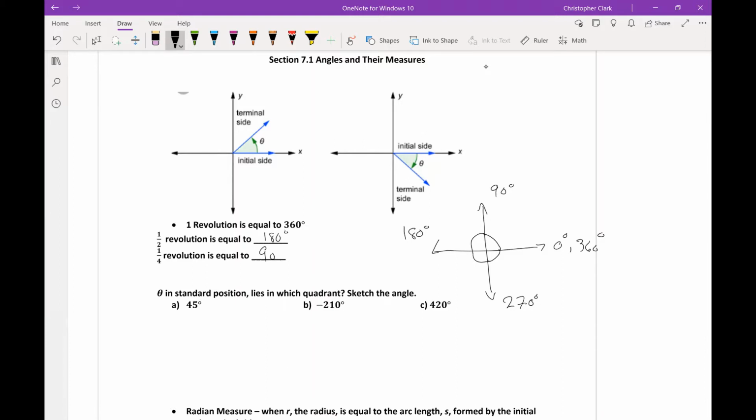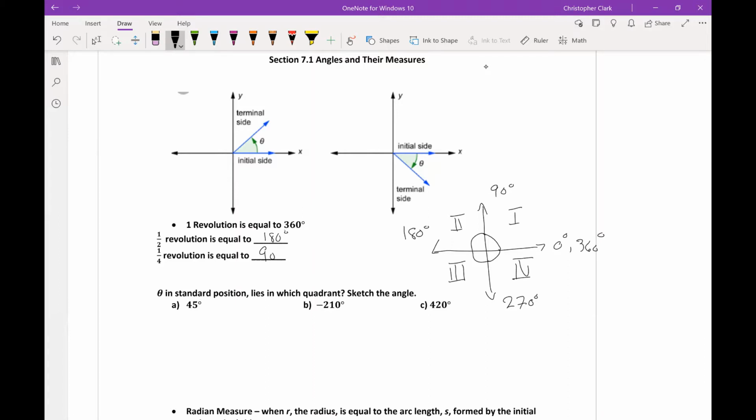So these help us to determine the quadrants. So the quadrants are like this. The first quadrant is 0 to 90. The second is 90 to 180. The third is 180 to 270. And the fourth is 270 back to 360.